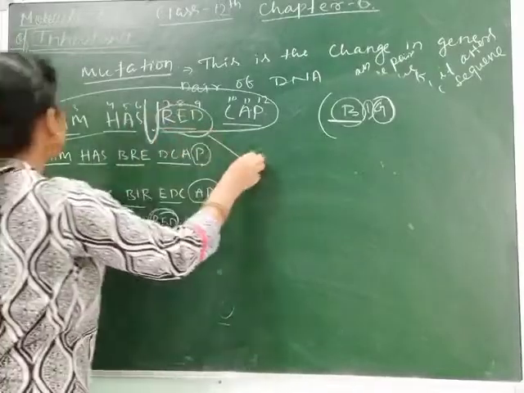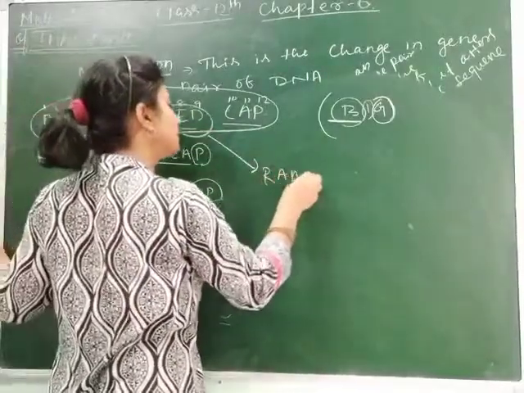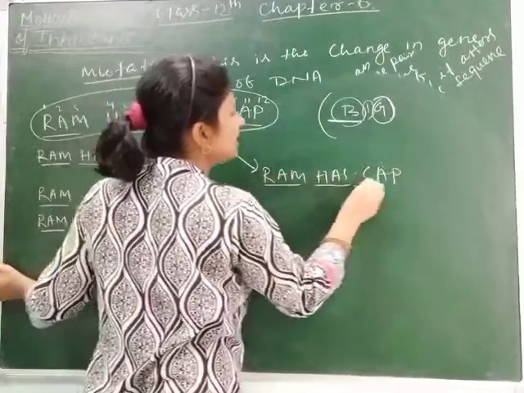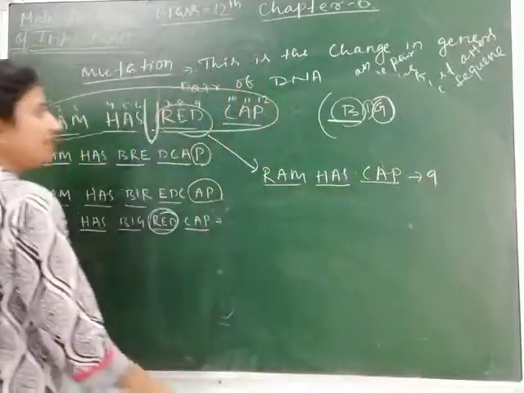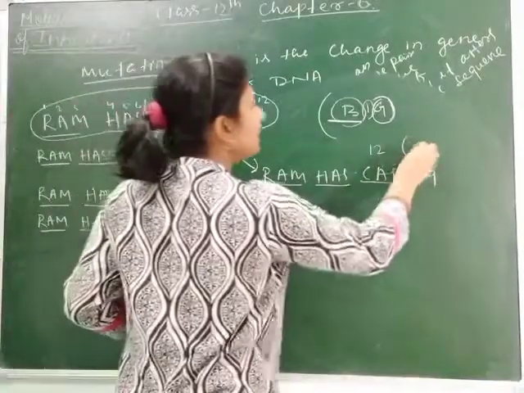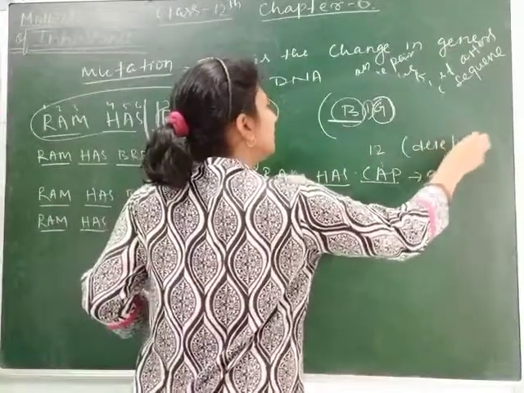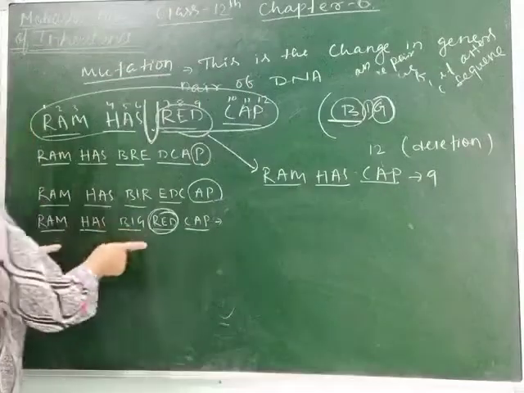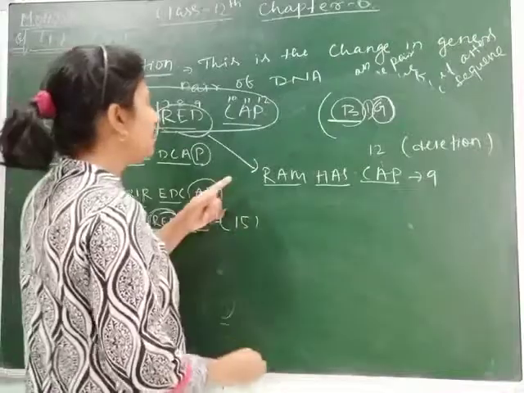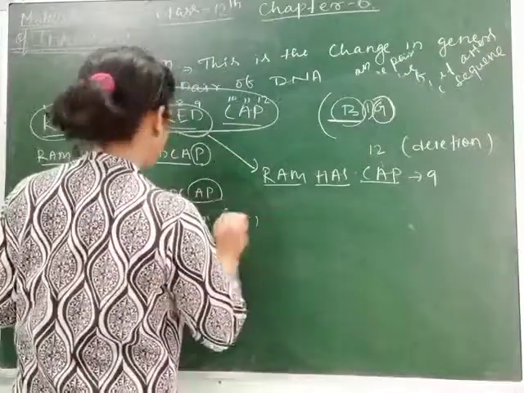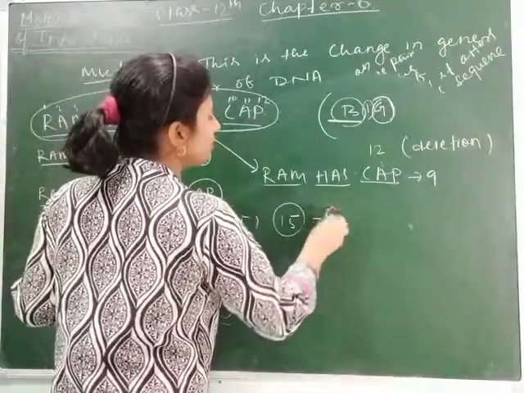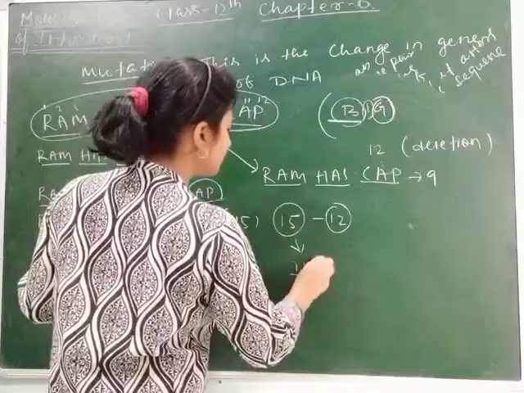So here Ram has red cap, and if we use this sentence again and remove red from it, it makes Ram has cap. You can count the letters: 3, 3, 3. The total number of letters is 9, but initially it contained 12. So here deletion occurred. And if you count 3, 3, 3, 3, 3, the total number of letters is 15, but initially it is 12. It means insertion occurred.